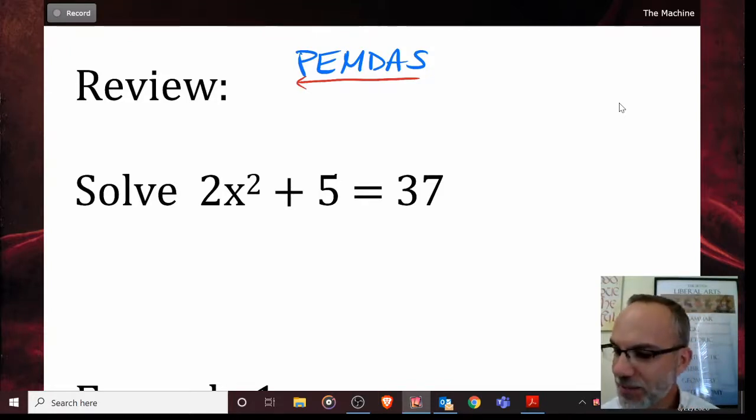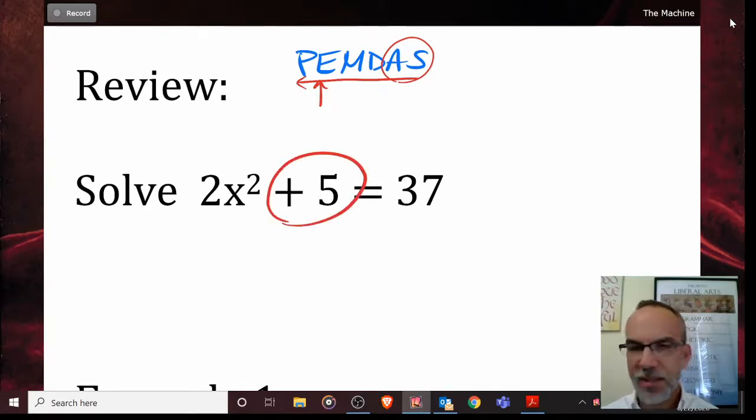Here's my x. Right here, I notice it's squared. I'm going to have to square root both sides of the equation at some point, but not yet. I can't get to undoing an exponent until I first take care of anything that's subtracted or added. And here I see something added to it. So that's my first step.